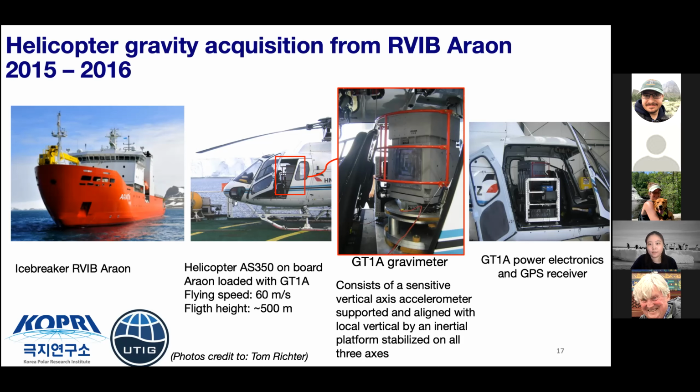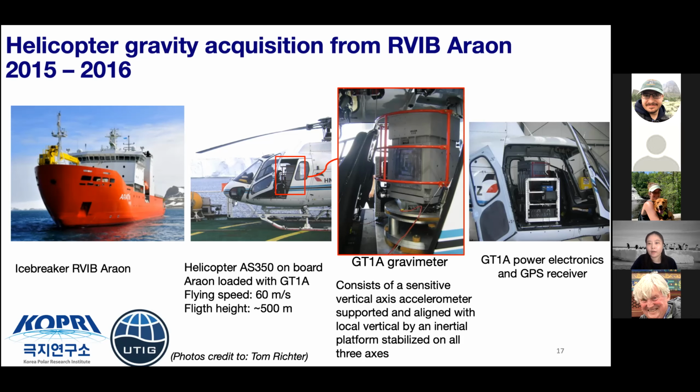What's on here are some photos that show the gravity data acquisition platform that is based on the icebreaker Araon. And this is a helicopter, AS-350, loaded with the gravimeter, which is trapped in this red cage. And these are the GT-1A's power electronics and GPS receivers.